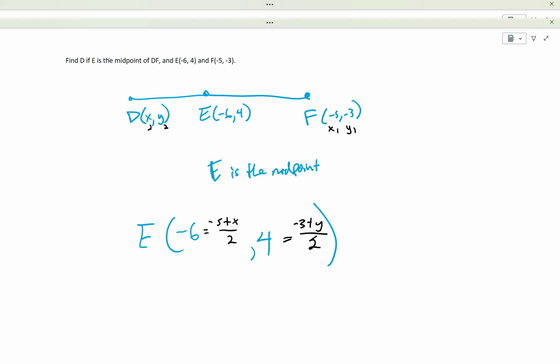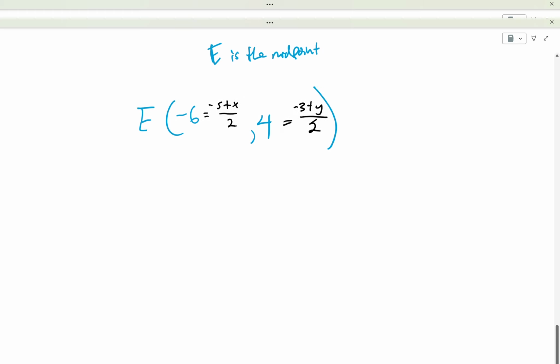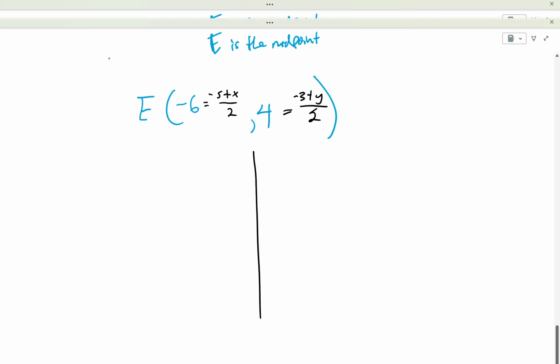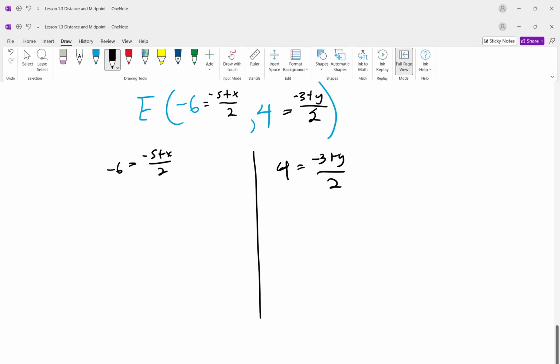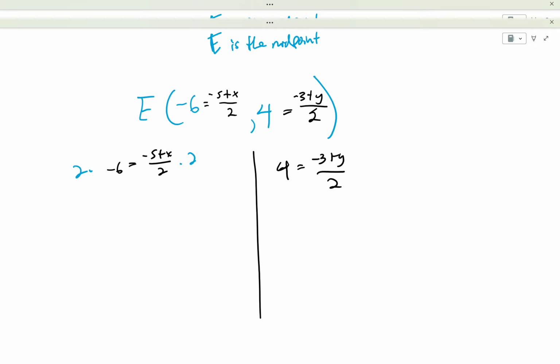And then now we can just solve each of these things. I'm going to make two different problems here, all right? I'm going to have negative 6, which is equal to negative 5 plus x over 2. And I'm going to solve this. I have positive 4, which is equal to negative 3 plus y over 2. Okay? And then let's go ahead and operate here, and multiply by 2 on both sides. I have negative 12 now, which is equal to, those guys factor out, negative 5 plus x. And then I'm going to add 5 to both sides. These guys cancel out. So I have negative 12 plus 5, which is negative 7. And that's equal to x.